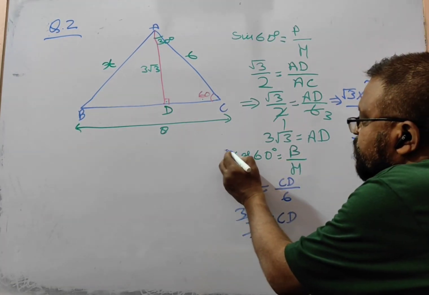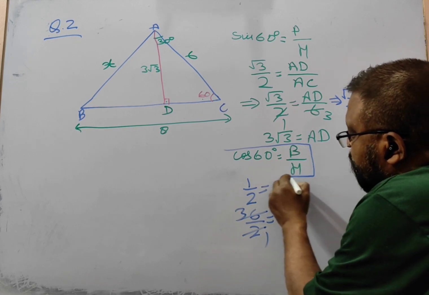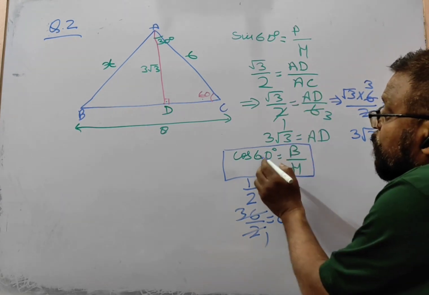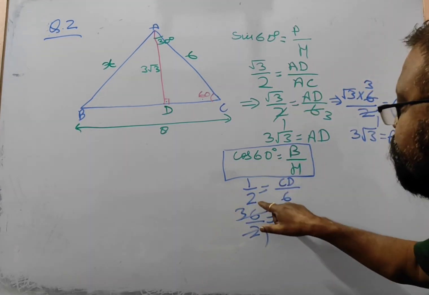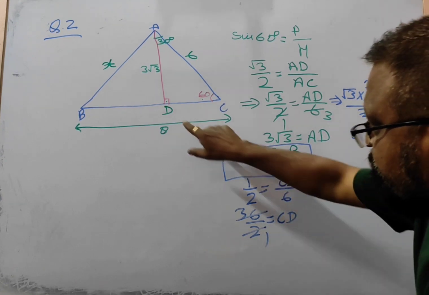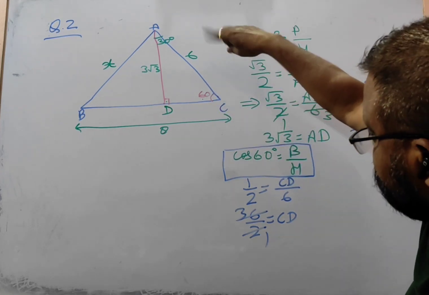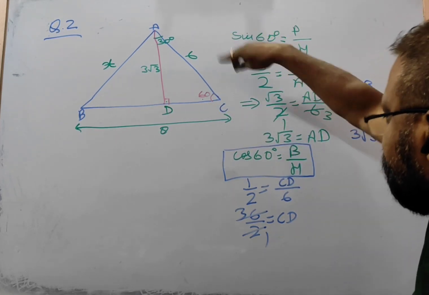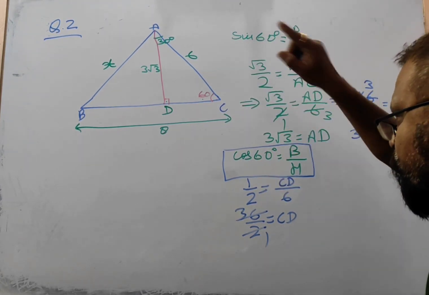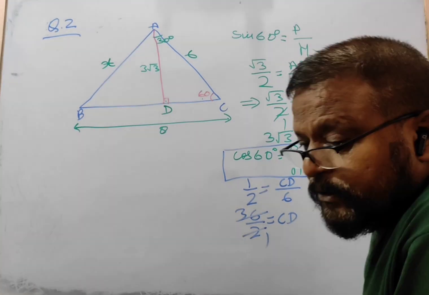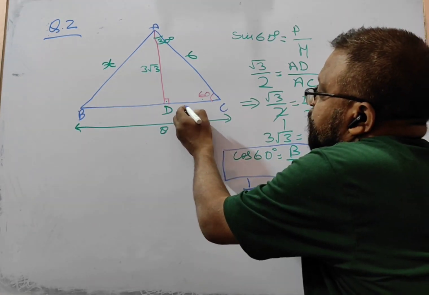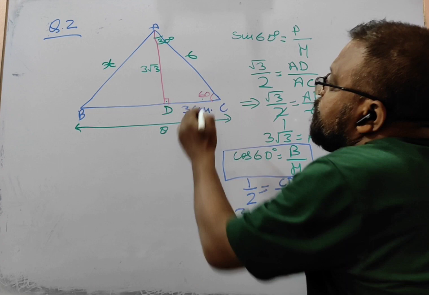This is cos 60. Cos 60 is base upon hypotenuse. Cos 60 standard angle value is 1 by 2, and base is CD, and hypotenuse is AC. So we have cos is base upon hypotenuse, right? So we get three. So CD is 3. So this is 3 centimeter, right?